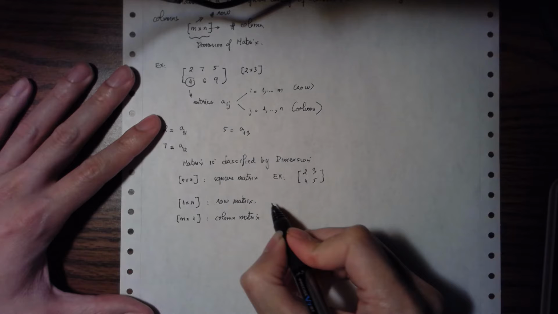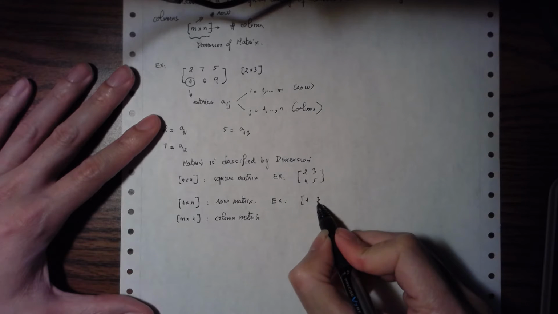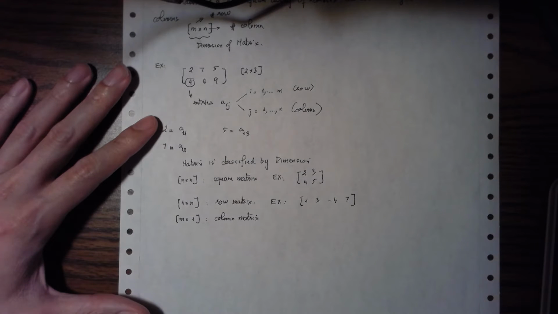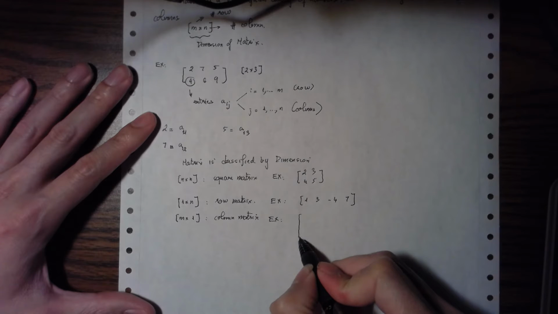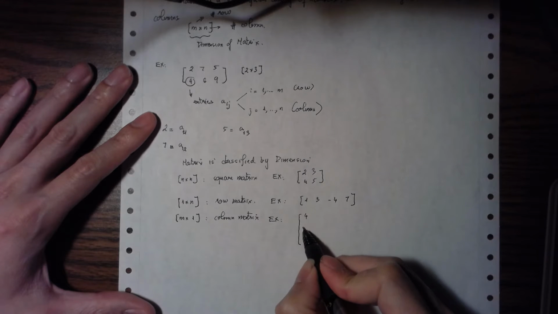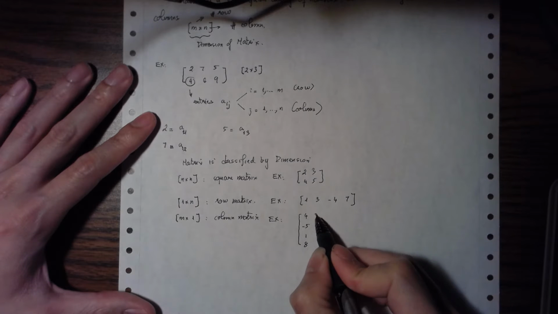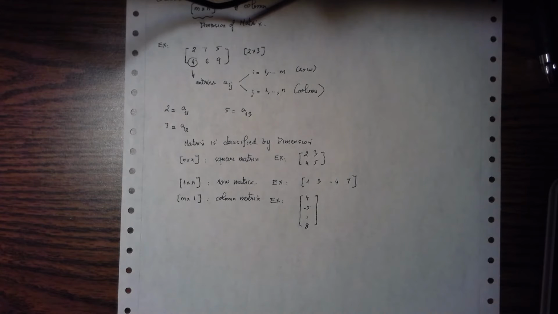Okay, for example, I have matrix 1, 3, -4, 7. Okay, so this is a row matrix. An example of the column matrix, you put everything in a column, so it could be 4, -5, 1, 8, for example. So this is a column matrix. Okay.